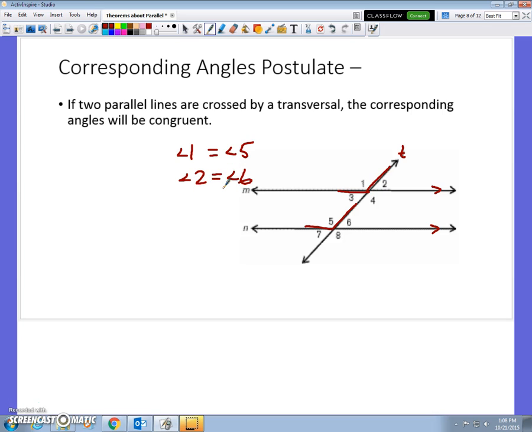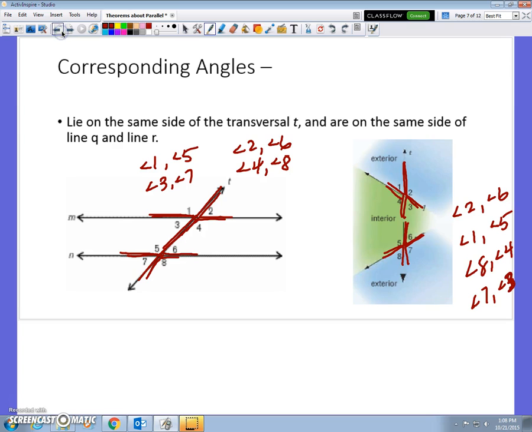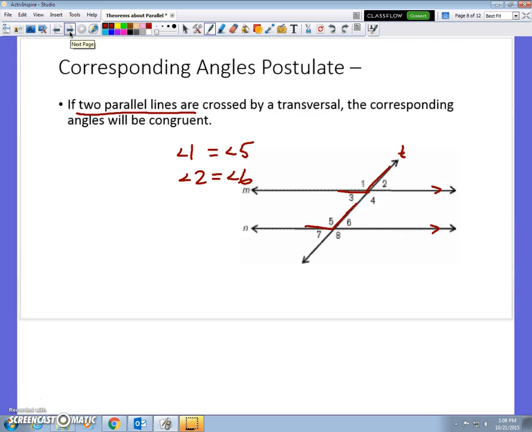Now this is only when two parallel lines are crossed by a transversal. Obviously in the last one this postulate wouldn't make sense, because 2 and 6 are not the same angle. So this postulate works only when you have two parallel lines crossed by a transversal. We could also say angle 4 is equal to angle 8, or angle 7 equals angle 3.